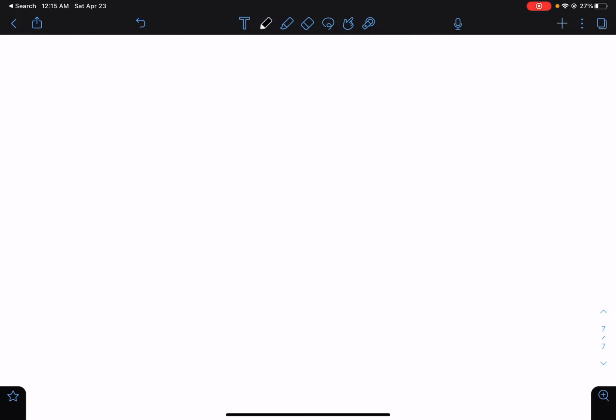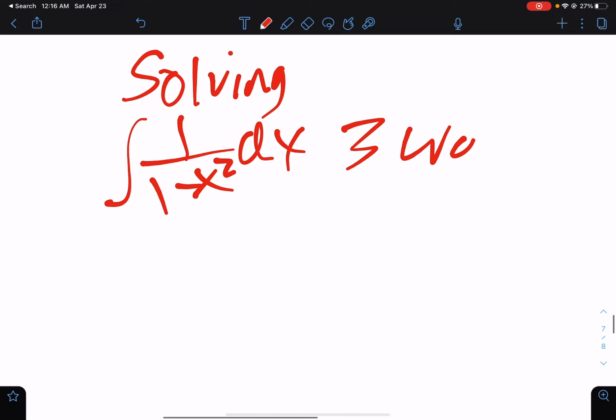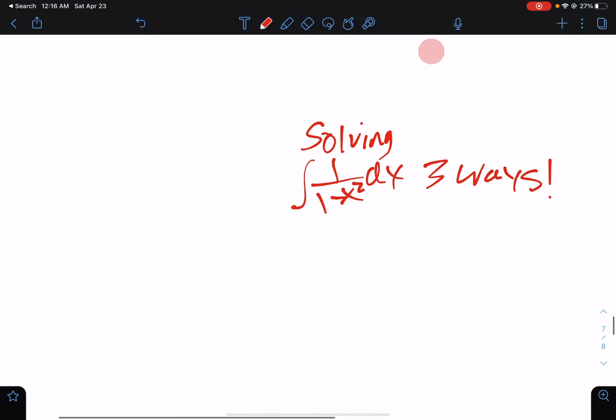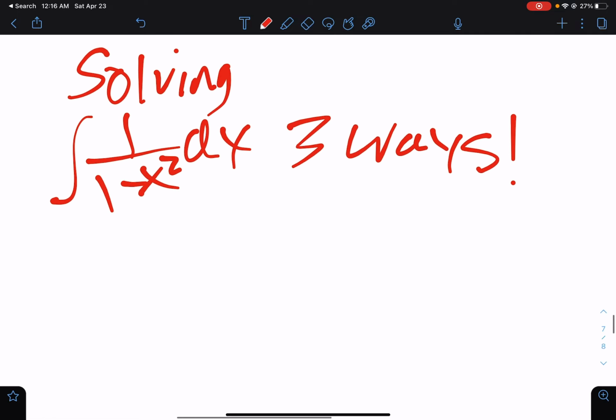Everyone? So today we're going to be solving the integral of 1 over 1 minus x squared in 3 ways. So let's write that. So what are we going to be doing? We're going to be solving the integral of 1 over 1 minus x squared 3 ways. And I don't mean we're going to do partial fractions 3 different types of ways. Partial fractions will be one of our ways.